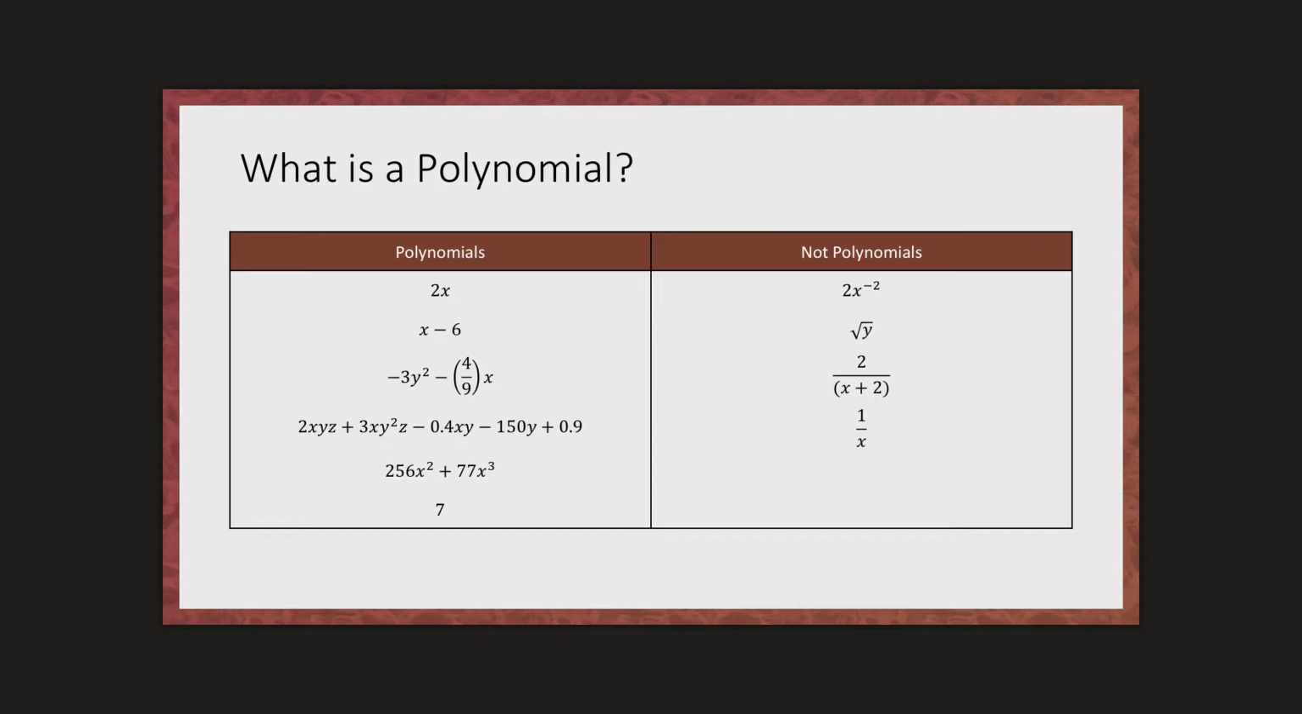What are not polynomials? 2x to the negative 2 power, that is not a whole number exponent, that is a negative exponent. It's not a positive integer exponent, so that is not a polynomial, not with that negative exponent. The square root of y, the square root is actually a fractional exponent, so not a whole number exponent. That is y to the 1/2 power, so that is not a polynomial. 2 over x plus 2, you have division, and division's okay. We have 4/9 in the other side that is a polynomial, but you can't have a variable in the denominator and call it a polynomial. And 1 over x, same rule. Can't have a variable in the denominator. That's not a polynomial.